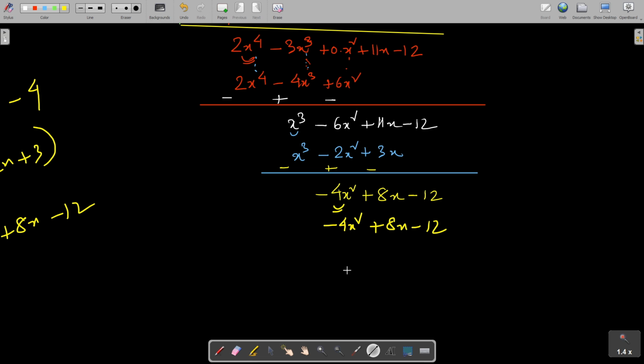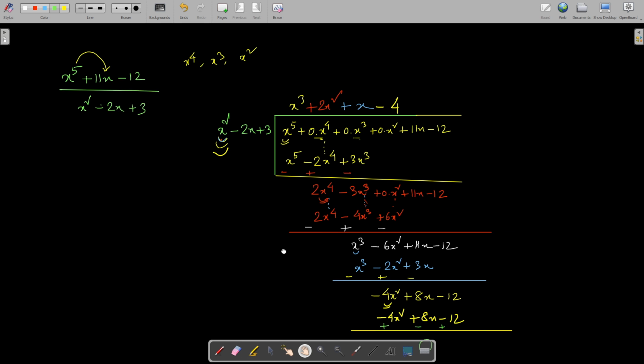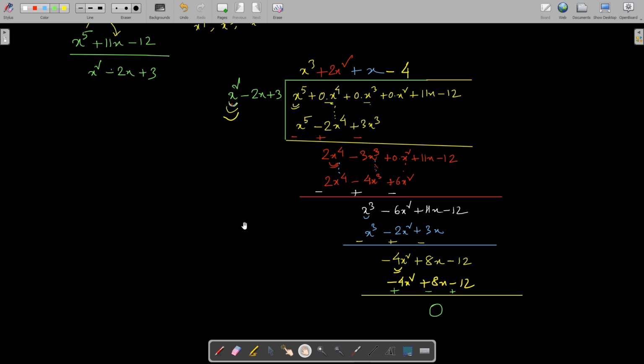Now, if we change the sign, what we're going to get? Plus minus plus. Minus 4x square plus 4x square is 0. 8x minus 8x is 0. Minus 12 plus 12 is 0. So we got the remainder as 0. So this division is done. So this is how, using step by step, we're going to divide polynomial by polynomial.